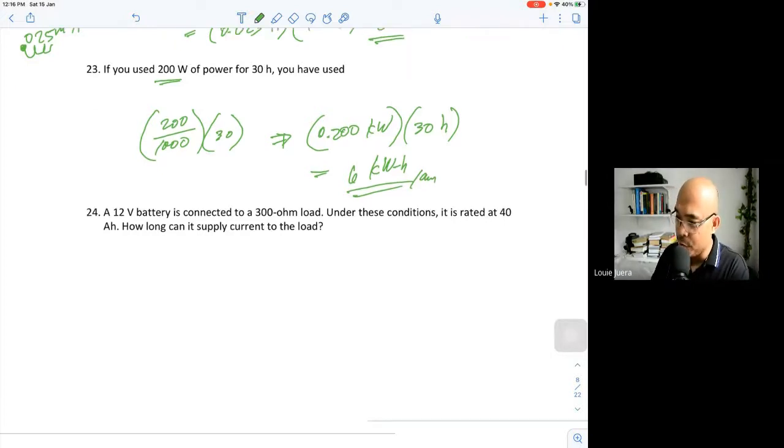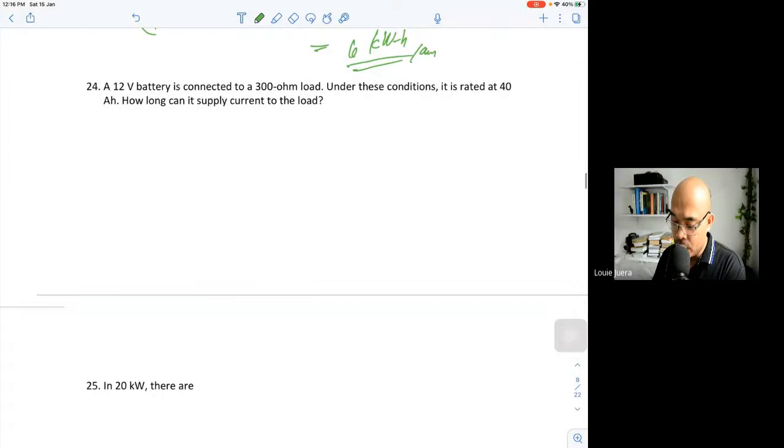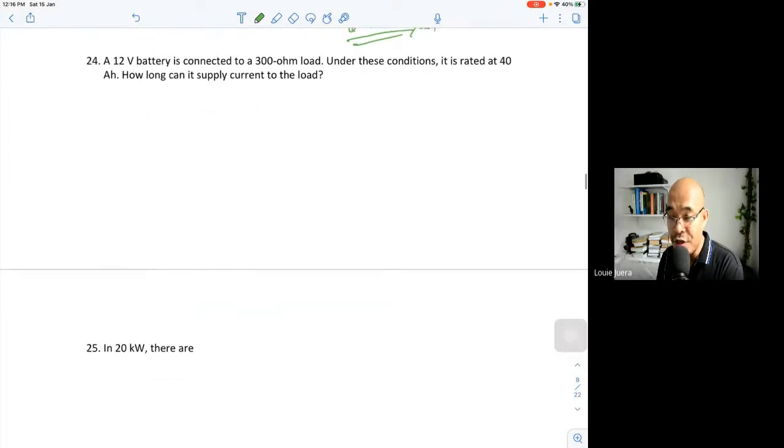Okay, so let's proceed with number 24 here. So again, if this is your second time watching this video, please pause for a while and then try to answer on your own. Okay, but if this is your first time, we can proceed with our discussion. So a 12-volt battery is connected to a 300 ohm load. Okay, so a 12-volt battery.